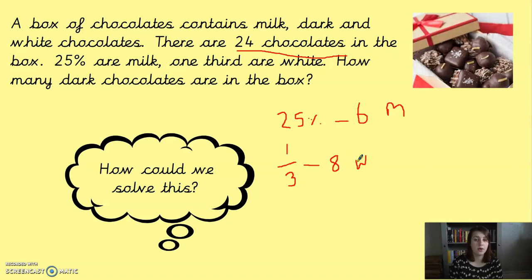And then we can easily work out how many are dark because we know there are 24 altogether. So if I add my 6 milk and my 8 white together, that gives me 14 chocolates. And I know the rest are dark, so I know there are 24 altogether. So then 24, take away the 14 that I've worked out are milk and white, would leave me with 10 dark. So hopefully you got the answer 10 dark for that one.